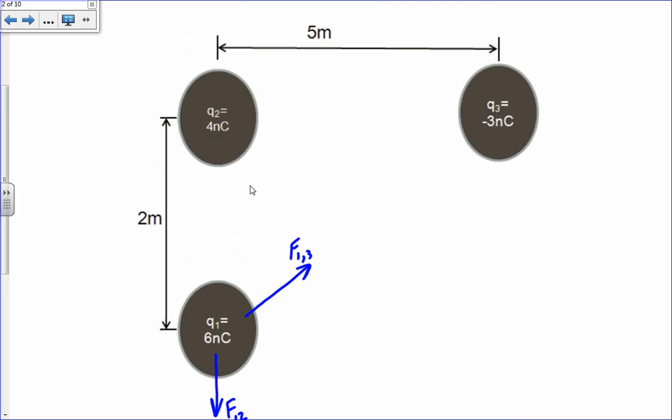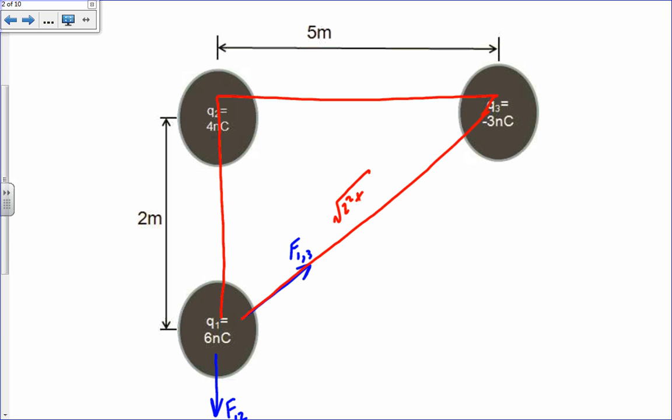Now we also need to find out what some angles and distances are here. First of all, I want to know what this distance is. Let's see, I have a triangle here. So I can find this distance is the square root of 2 squared plus 5 squared, and that is equal to the square root of 4 plus 25, the square root of 29, which is 5.4 meters. So that distance is 5.4 meters.